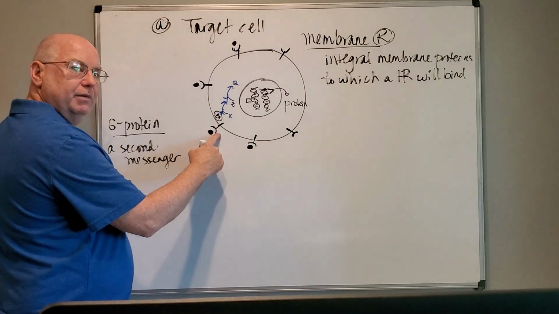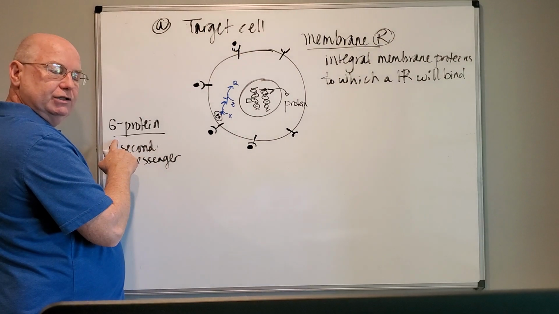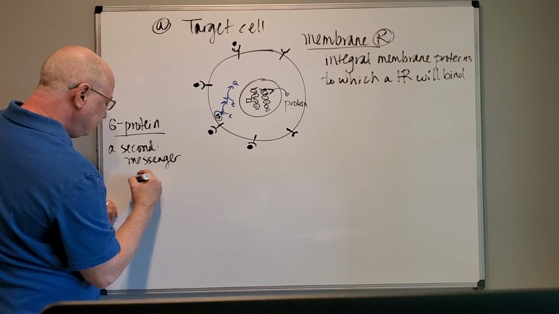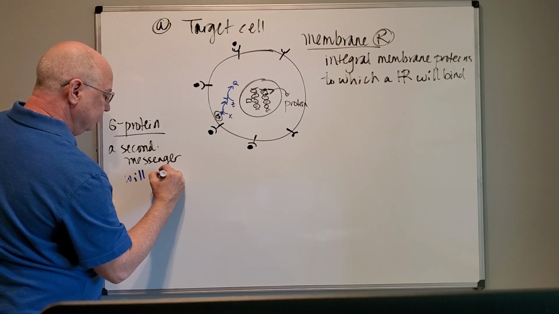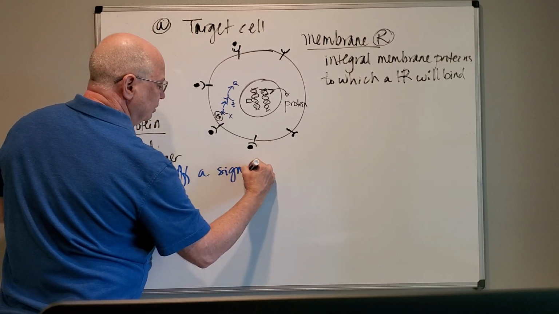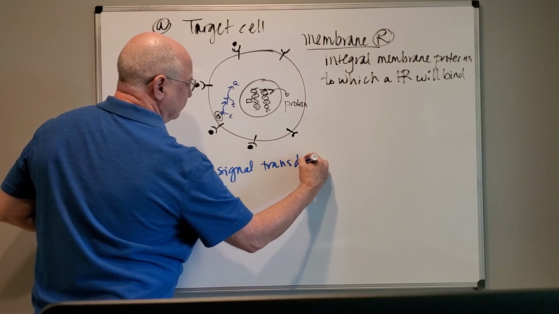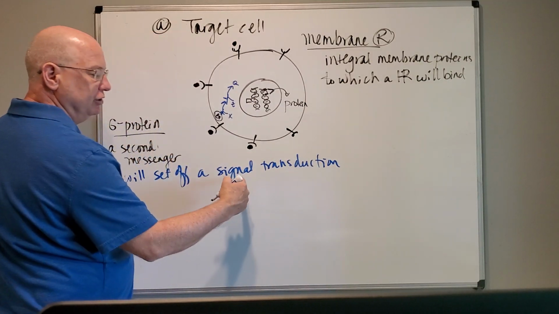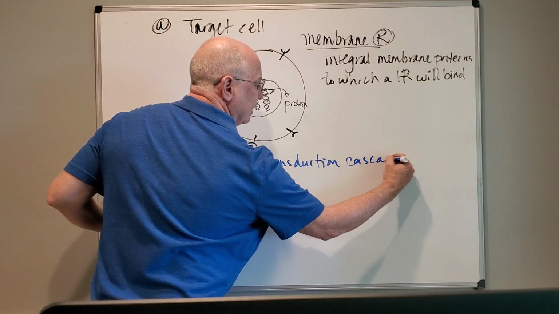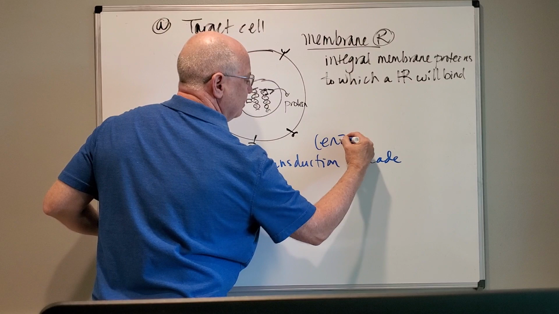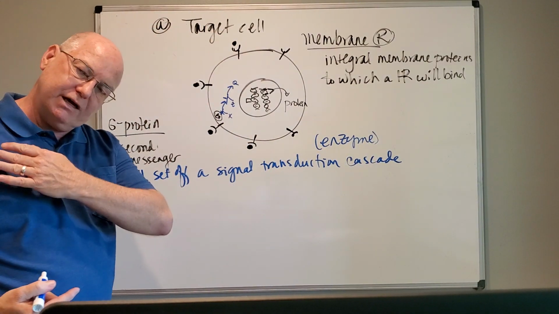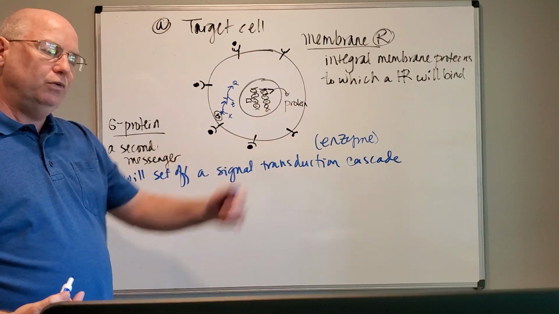Once the hormone binds to the membrane receptor, it alters its shape and triggers a G protein or second messenger. That G protein will set off what's called a signal transduction cascade. Signal transduction is the conversion of a stimulus into a physiological response. And we call it a cascade, or sometimes we just say it's an enzyme cascade. Now, a cascade is a series of steps, like a cascade would be with dominoes falling in order.